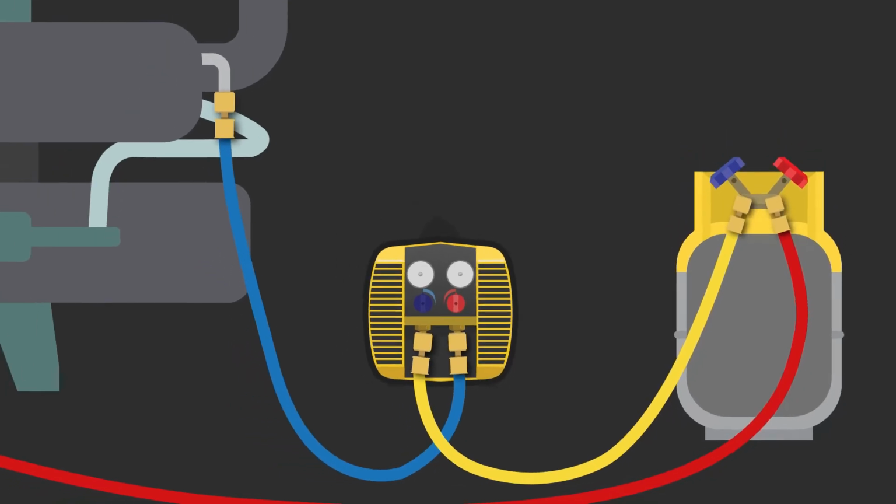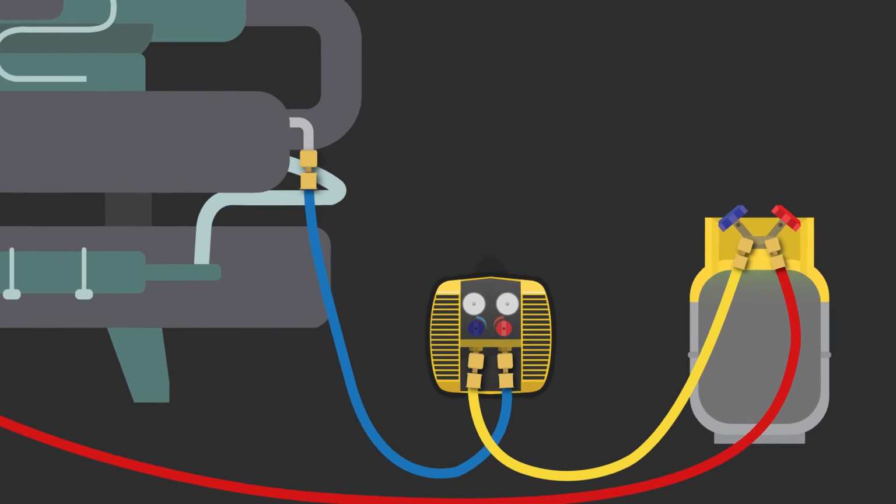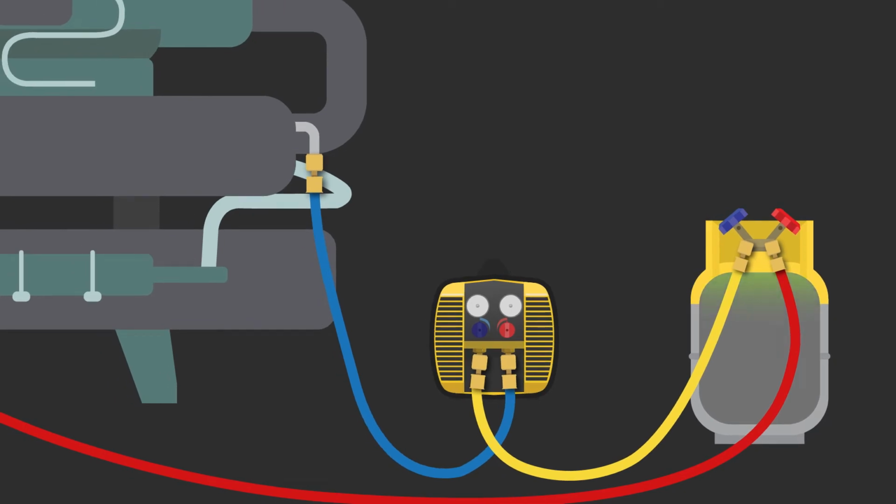When setting up for a fast recovery, the goal is to achieve full flow. Before we get into the specific components of a full flow setup, we must first understand the difference between liquid and vapor recovery. Liquid refrigerant can be up to 300 times denser than vapor. Because of this, it's recommended to recover liquid refrigerant whenever possible.